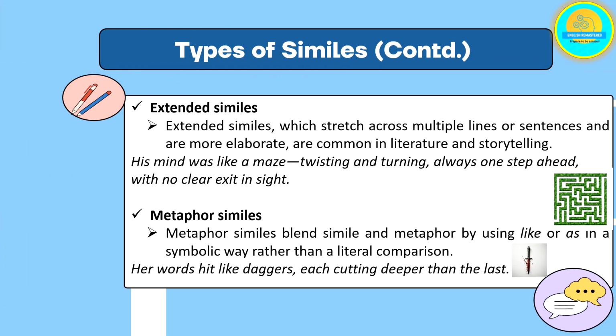The next two types of similes. Extended similes, which stretch across multiple lines or sentences and are more elaborate, are common in literature and storytelling. His mind was like a maze, twisting and turning, always one step ahead with no clear exit in sight. Metaphor similes blend simile and metaphor by using like or as in a symbolic way rather than a literal comparison. Her words hit like daggers, each cutting deeper than the last.